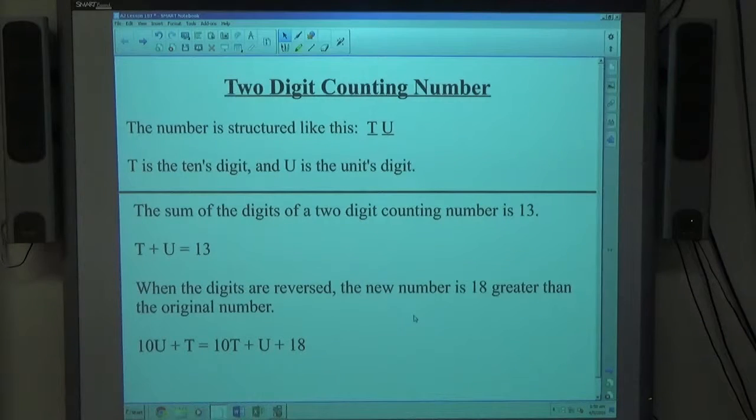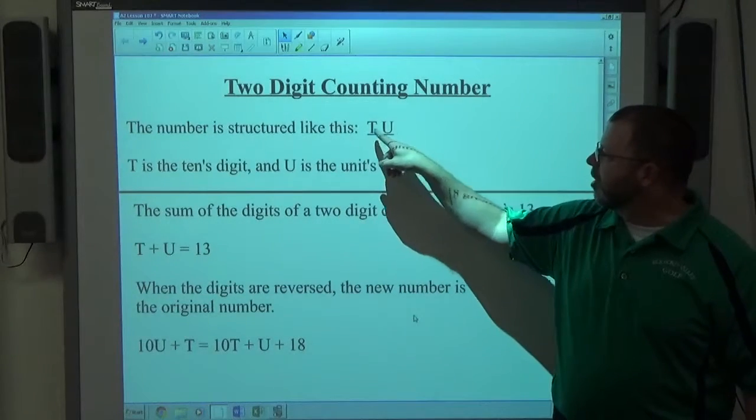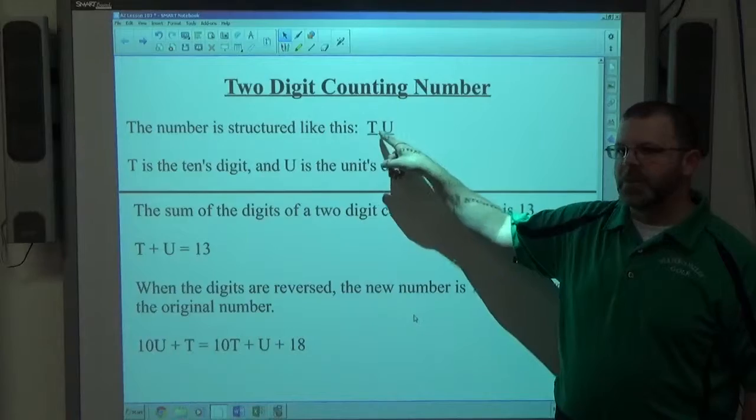Okay, today we're going to do two-digit counting number problems. We're calling them that because every one of them is going to say the sum of the digits of a two-digit counting number is. What you need to establish is the structure of the number is going to be some digit and some digit to create a two-digit number.